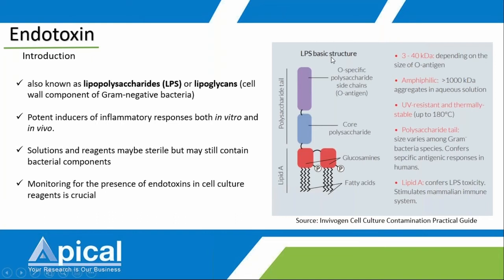If you can see the LPS basic structure. Now this endotoxin is approximately 10 kilodaltons in size. But they readily form large aggregates, and they can go up to 1000 kilodaltons. Okay, they are amphipathic molecules, and they carry a negative charge in solution. Because of the hydrophobicity, they are likely to have strong affinities for other hydrophobic materials like the plastic products that you use in your lab.